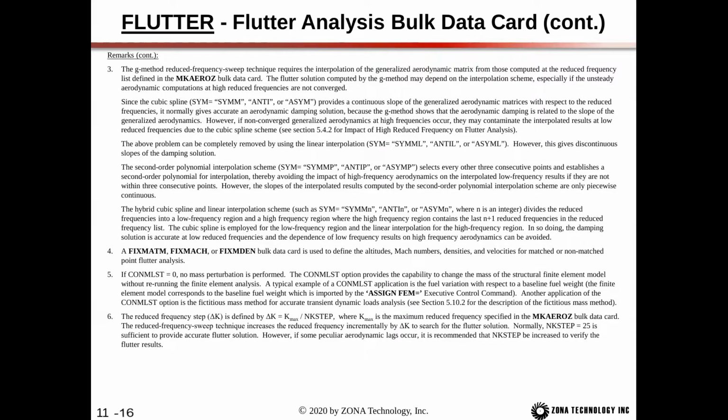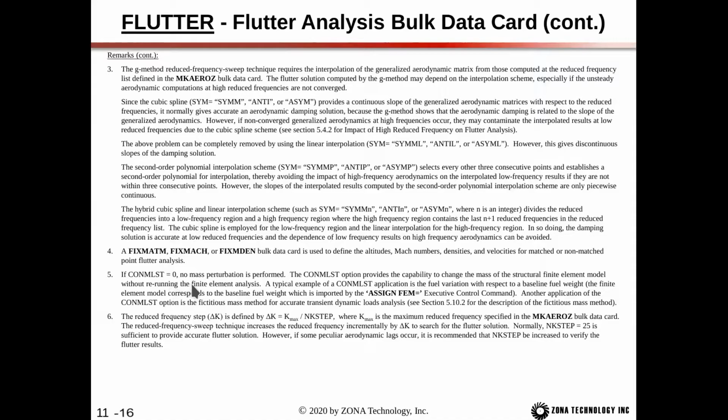So lastly, we have the hybrid cubic spline and linear interpolation scheme, which is toggled by using an integer. This divides the reduced frequencies into a low frequency region and a high frequency region, where the high frequency region contains the last n+1 reduced frequencies in the reduced frequency list, and the cubic spline is employed in the low frequency region, and the linear interpolation is used in the high frequency region. By doing this, the damping solution is accurate at low reduced frequencies, and the dependence of the low frequency results on the high frequency aerodynamics is avoided.